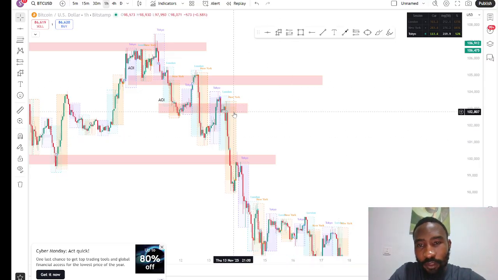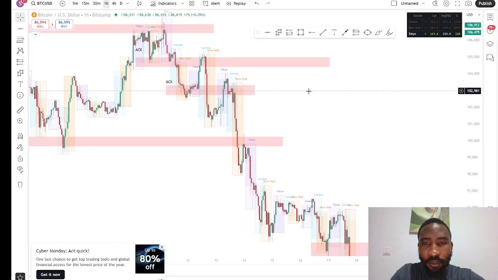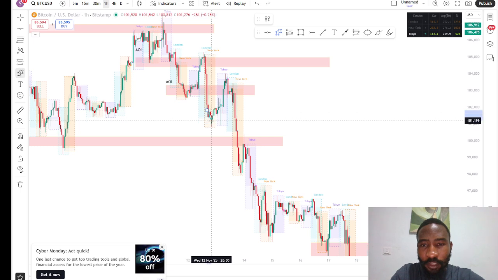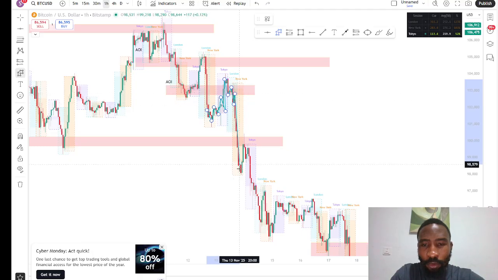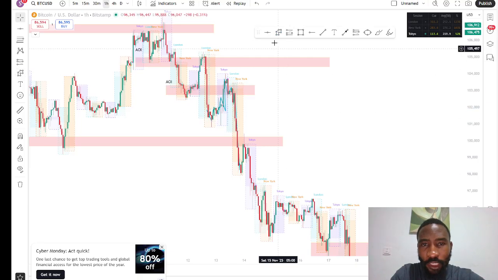This area, I have this area. Look at what happened. The market is creating highs and lows. Higher high, higher low, higher high. See, then again, it starts rejecting. Look at what happened. Good. Then boom. So what you want to do is enter your trade.